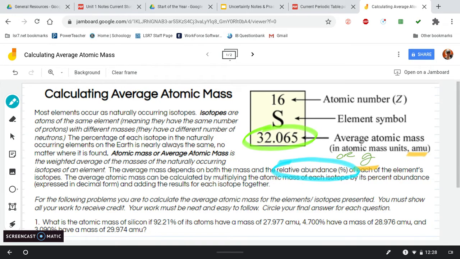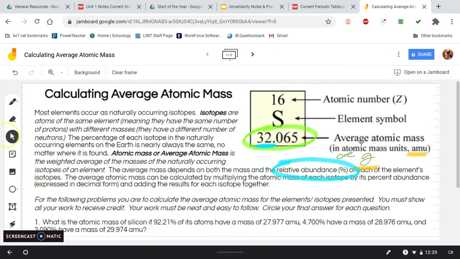So if you look at this sulfur, say we'd probably round it to a whole number, we'd round it to 32. That means most of the sulfur out there weighs 32. Some of it weighs a little bit more, some of it weighs a little bit less, but a high percentage of it would weigh 32.